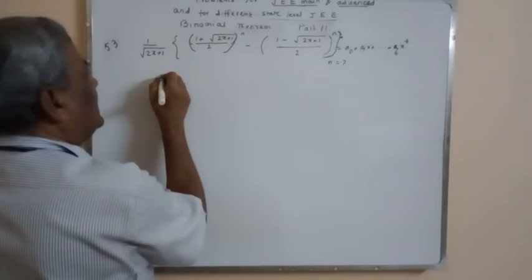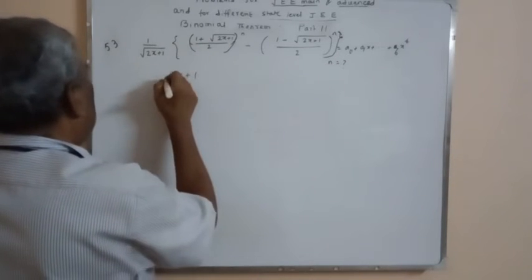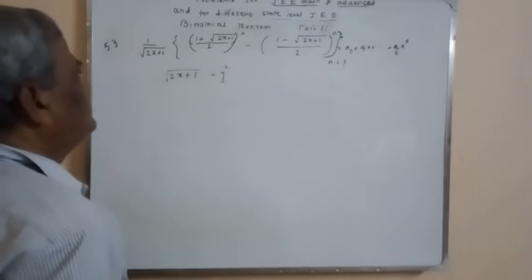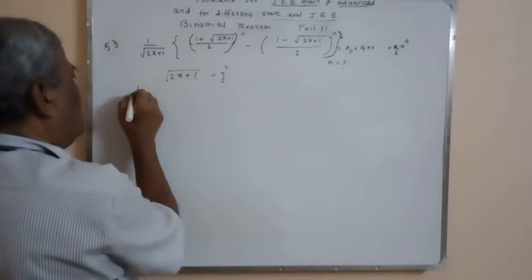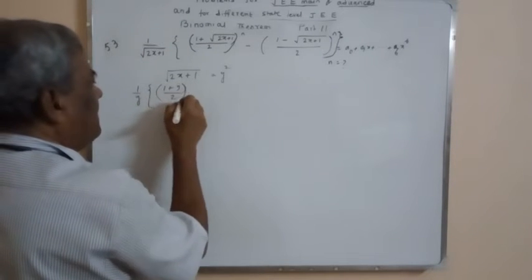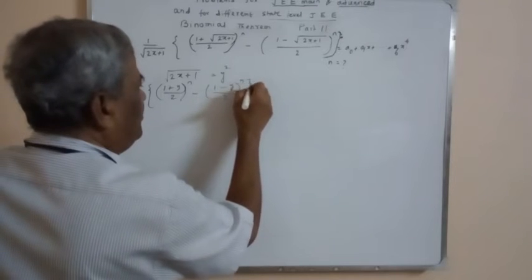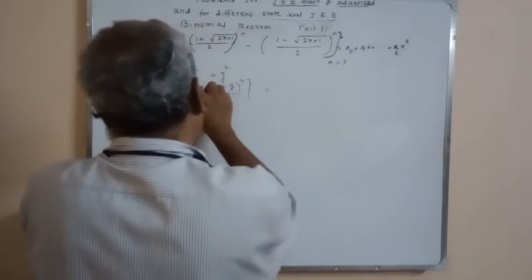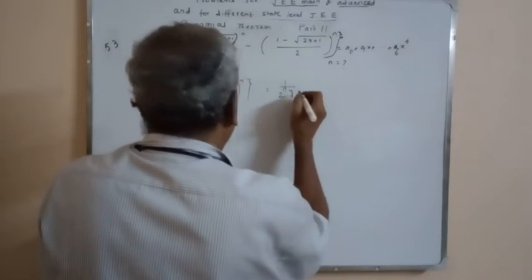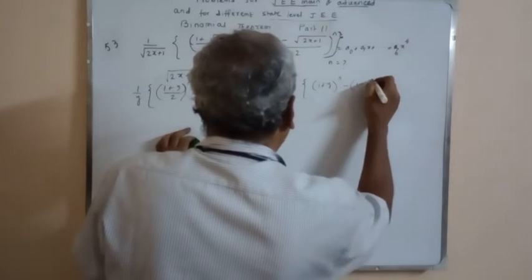Let us take root over of 2x plus 1 is equal to y square. Then the expression becomes 1 upon y into (1 plus y by 2) to the power n minus (1 minus y by 2) whole to the power n, is equal to, taking 2 to the power n outside, 1 upon 2 to the power n y into (1 plus y) to the power n minus (1 minus y) to the power n.